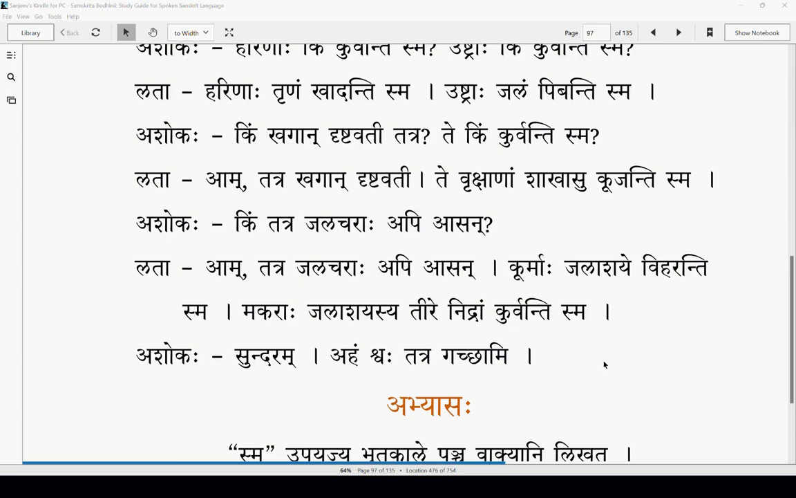Okay. Should I continue, Mahoday? Yeah. Lata: Tatra khagān dṛṣṭavatī te vṛkṣāṇāṃ śākhāsu kūjanti sma. Kujanti, you know, I think the meaning. Kujanti is chirping.